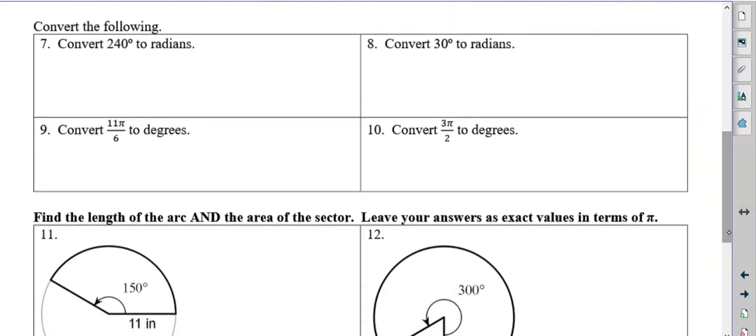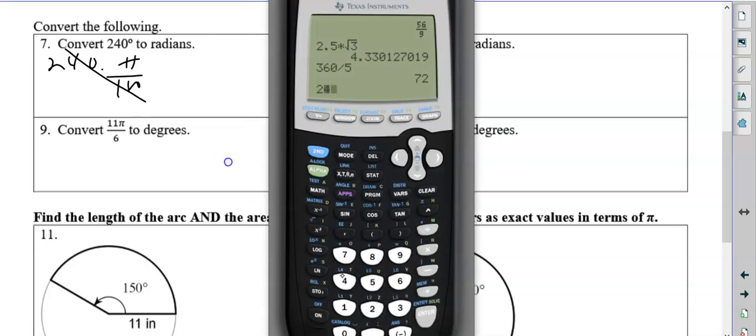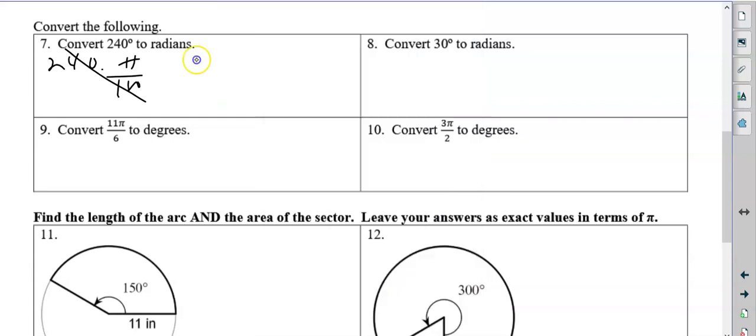All right, converting 240 degrees to radians. When we convert to radians, we multiply by pi over 180. And basically we just reduce this. So again, you can use your calculator and you can just type in 240 divided by 180, get a decimal answer, and then hit math, enter twice, 4/3. And you just stick the pi on there. Or you can say 4 pi over 3.